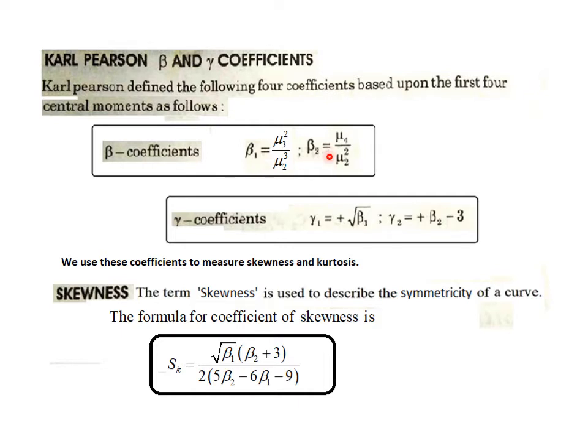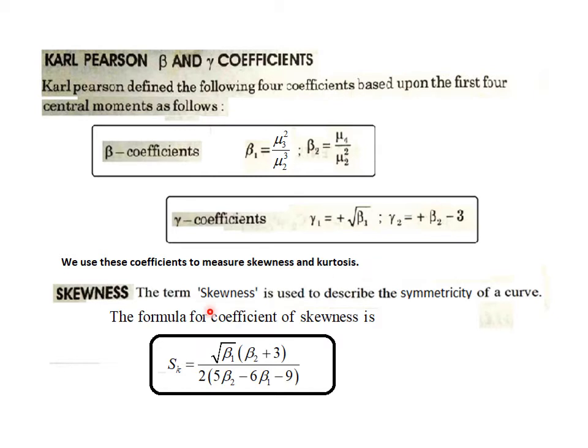that is beta 1 and beta 2, gamma coefficients of Karl Pearson can easily be obtained, like gamma 1 is the positive square root of beta 1 and gamma 2 is beta 2 minus 3. So that is more or less about the beta coefficients, because gamma coefficients depend upon beta coefficients, and beta coefficients depend upon second, third and fourth central moments. Let's talk about the utility of these beta gamma coefficients. We use these coefficients to measure skewness and kurtosis, which we will discuss one by one in this lecture.